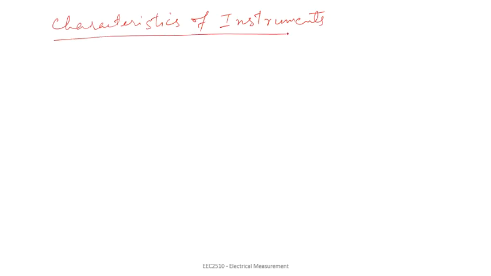Now, in this lecture, we will talk about the characteristics of instruments. So, there are certain characteristics like accuracy, precision, resolution. Okay, so we'll try to discuss them one by one. So, first of all, let us discuss accuracy.